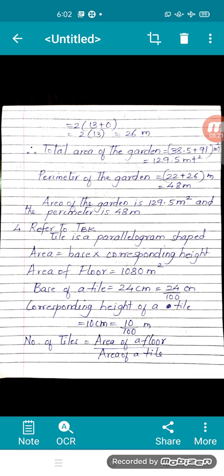The tile is of parallelogram shape. So its area will be base into corresponding height. Area of floor will be 1080 meter square. So base of a tile will be 24 centimeter. Convert to meter, 24 upon 100 will give you meters. Corresponding height is 10 centimeter, 10 upon 100 meter. So number of tiles will be area of floor upon area of one tile. 1080 upon (24 upon 100 into 10 upon 100). So you get 45,000. Thus 45,000 tiles are required to cover the given floor.